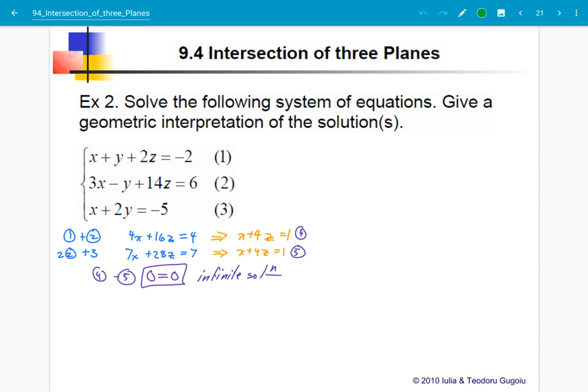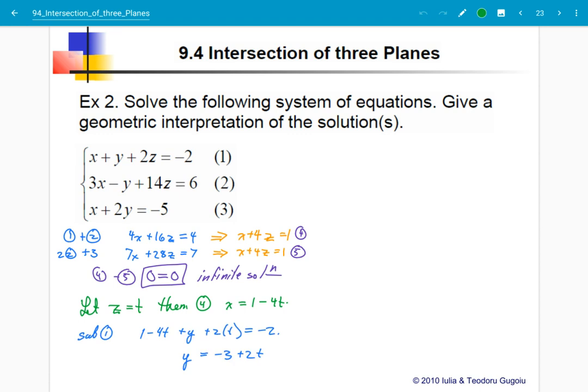Now, the simplest way to go ahead and find out what the solution is, so we need an equation describing the points of intersection. The simplest way to do that is to let one variable equal t. So I chose z, and then I rearranged equation 4 and solved for x. So that gives me 2 out of the 3 parametrics already. Okay, z is equal to t. And then using equation 4, x is equal to 1 minus 4t. And then I can sub that into equation 1, and I get an equation for y.